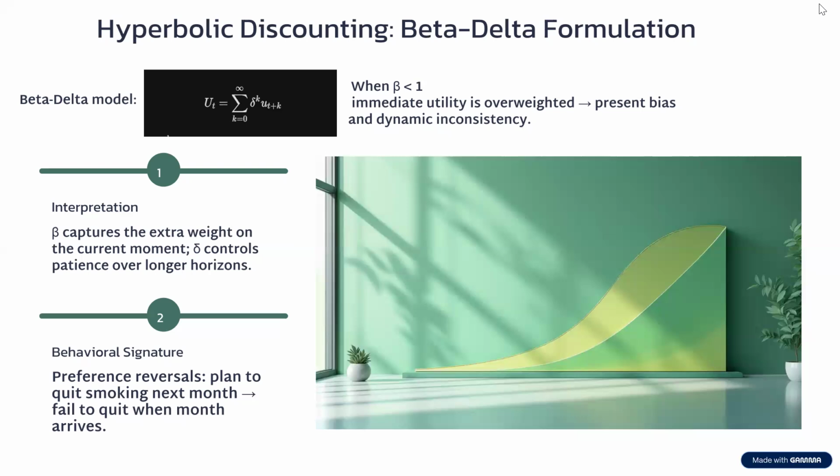Now we will be visualizing the discounting curve. If you look at the curve provided in this picture, exponential discounting is a smooth, constant decline. Hyperbolic discounting, however, looks like a steep cliff. The value of the reward crashes the moment it is delayed by even a single day. This cliff is where the most bad health decisions happen.